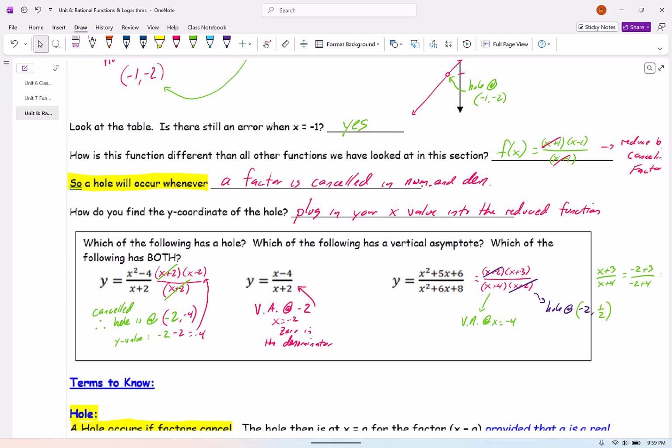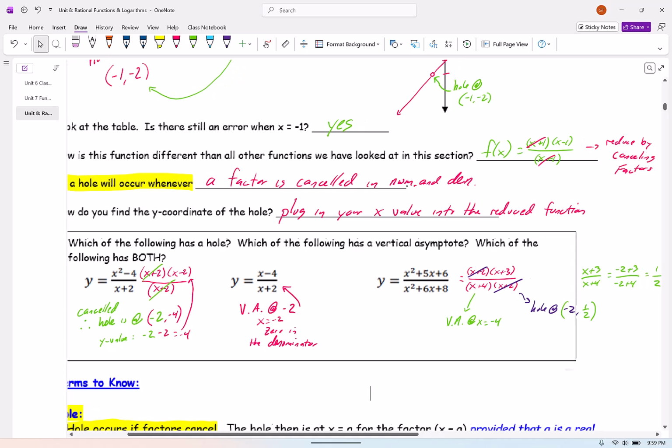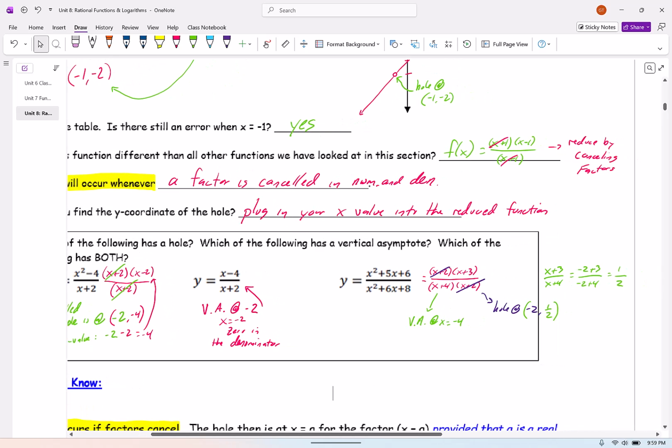All right, then on our third one, we see that we have factored each of these things out. We have x plus 2 that gets canceled. Therefore, that's going to be our hole. Our negative 2 is going to be our x value. Plug it back into the reduced function. You see in the green there up to the right. And we see that the y term will be 1/2.